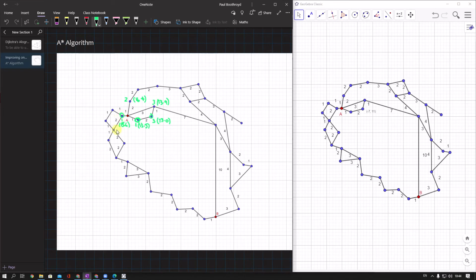Come round, this one is 3, and that one is 2. Remember, the cost is adding on those. Let's go to the slightly nearer one. That's minus 12.9.